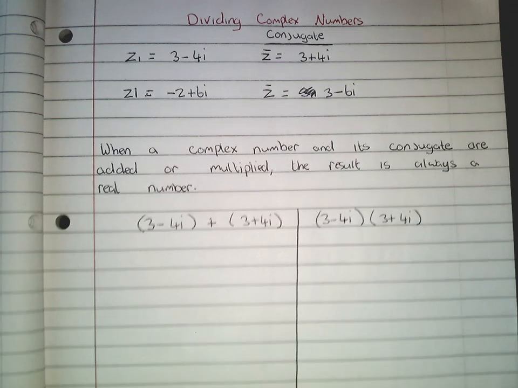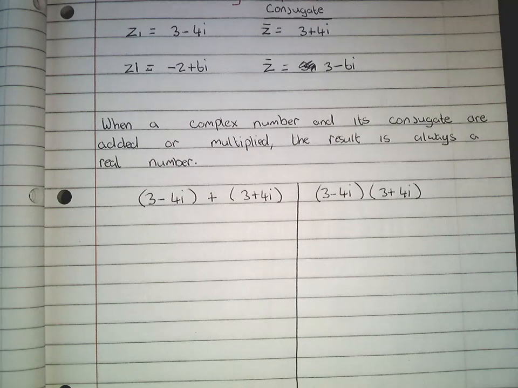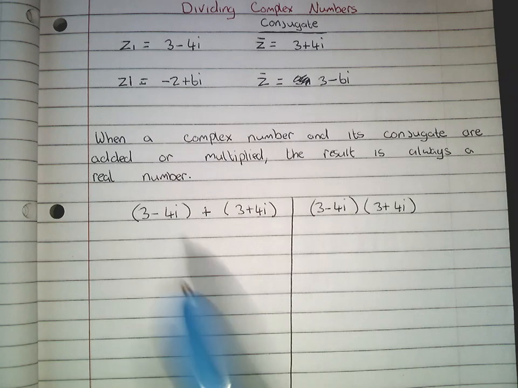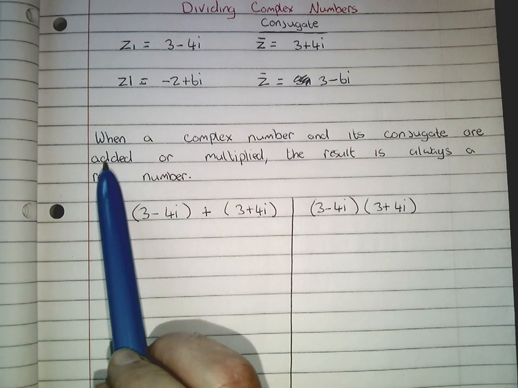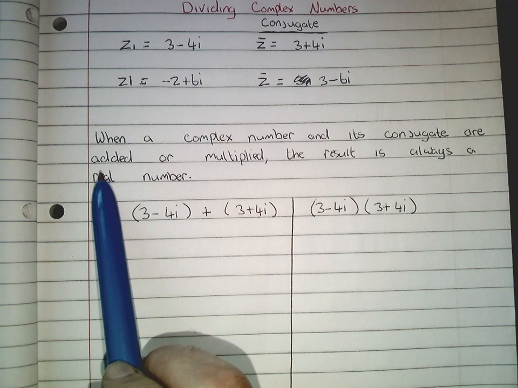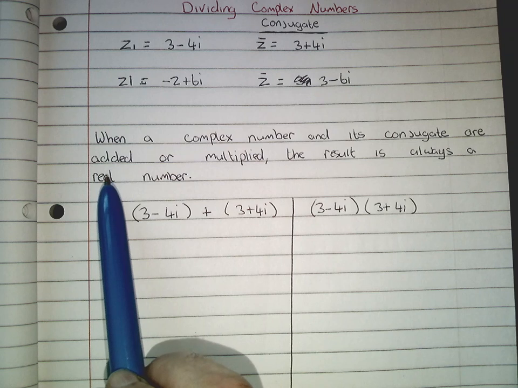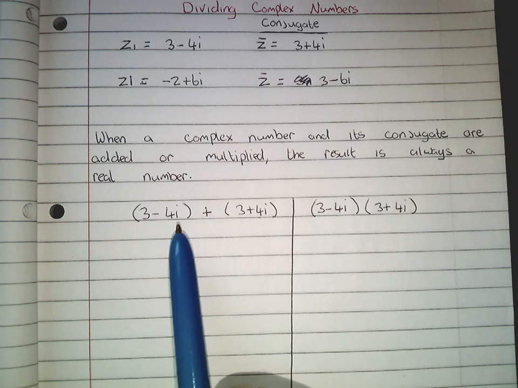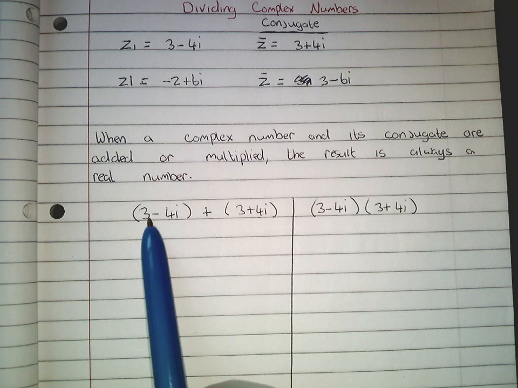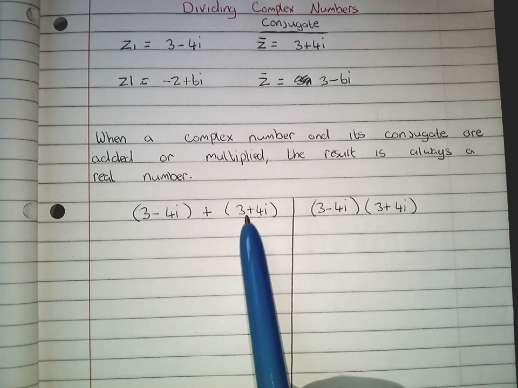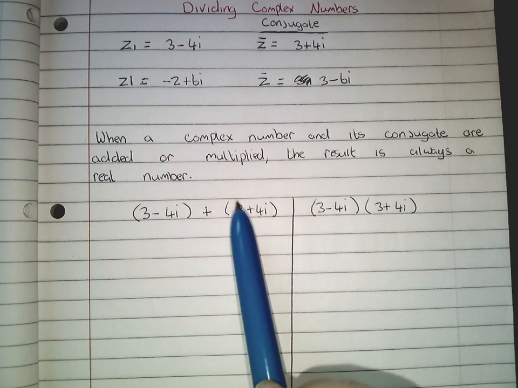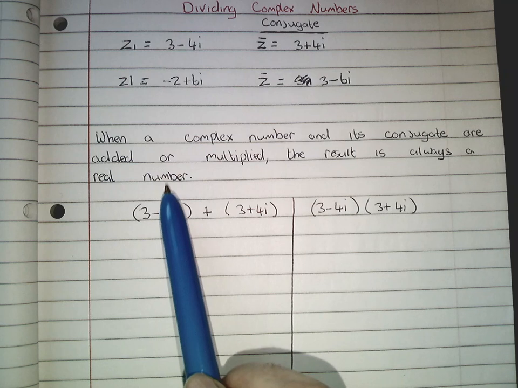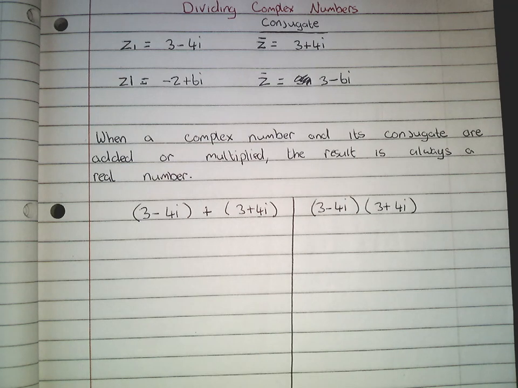Okay, just another important point when we're dealing with conjugates. This rule here is important. When a complex number and its conjugate are added or multiplied, the result is always a real number. As an example, I'm going to work through this one. We want to take this complex number and its conjugate and add them together. According to this rule, we should get a real number. So let's see how that works.